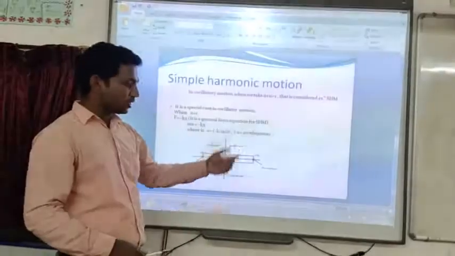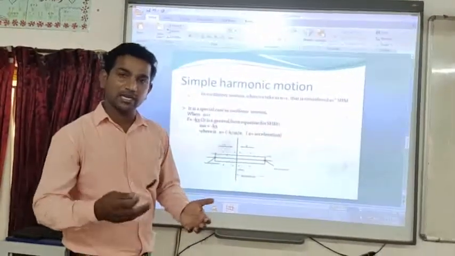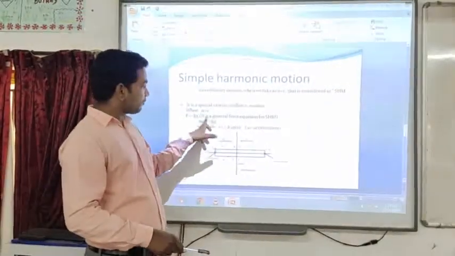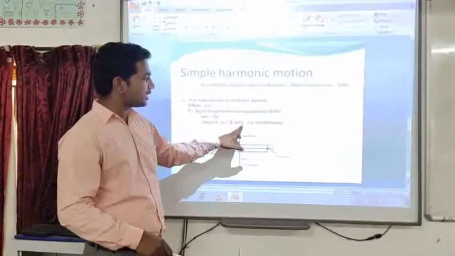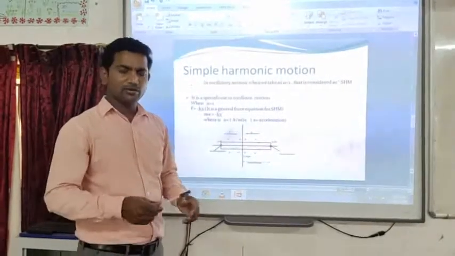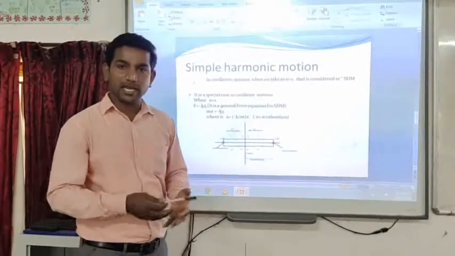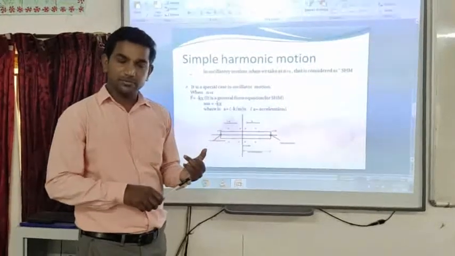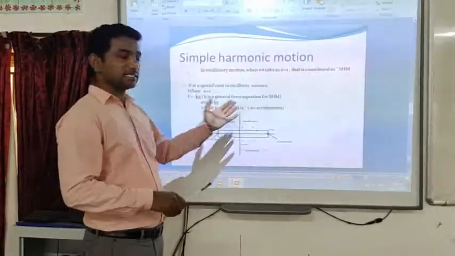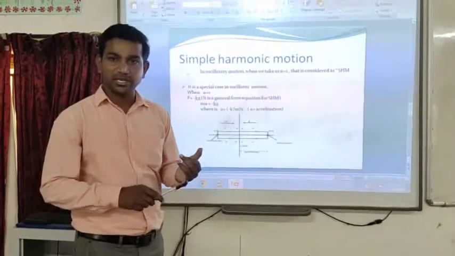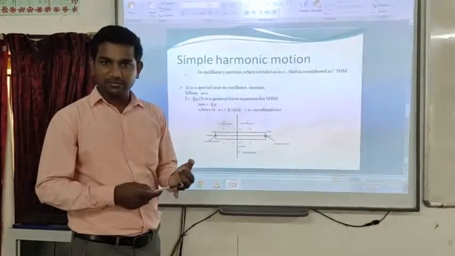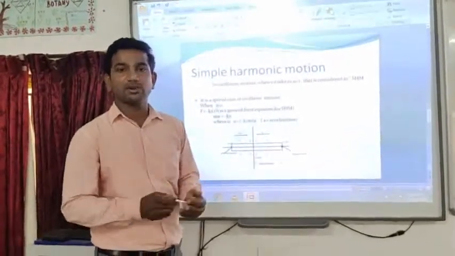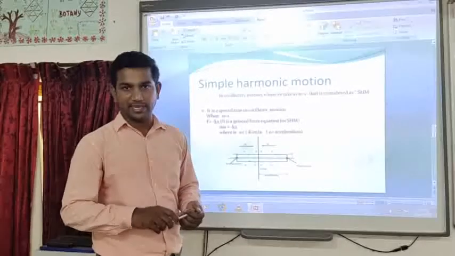Here force is working on the object. If force is working, ultimately we will get the acceleration of the object. So from the force equation we are getting the acceleration-displacement relation. In mechanics, if you want to solve any type of motion, we have to get the relations between force and time, acceleration and displacement, acceleration and time, velocity and time. If you get these equations, you can solve the motion of the object very easily.